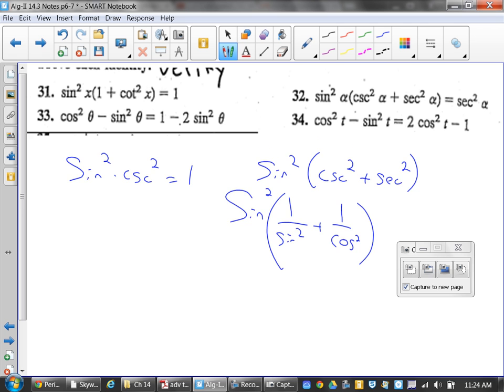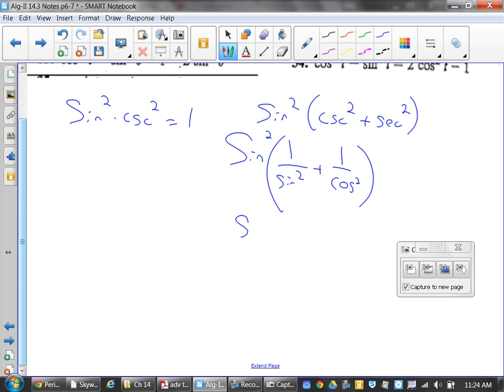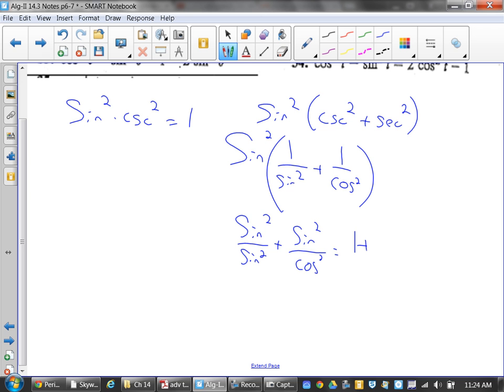So now when I distribute, I get sine squared over sine squared plus sine squared over cosine squared. And then you distribute the sines, and you get 1 plus tangent squared, which happens to be an identity, and that equals secant squared. There you go.